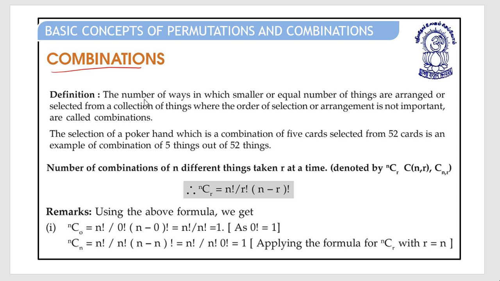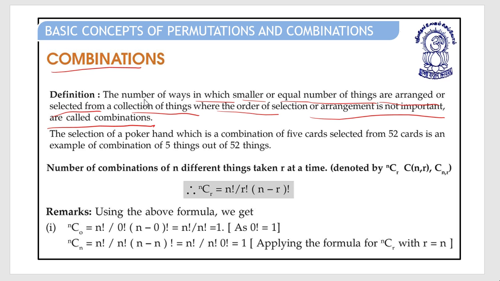The definition of combination: the number of ways in which smaller or equal number of things are arranged or selected from a collection of things, where the order of selection or arrangement is not important, are called combinations.